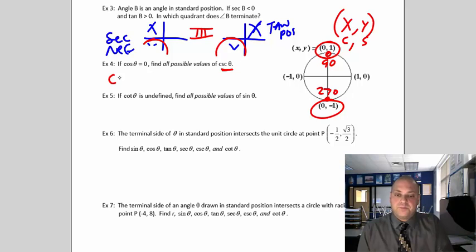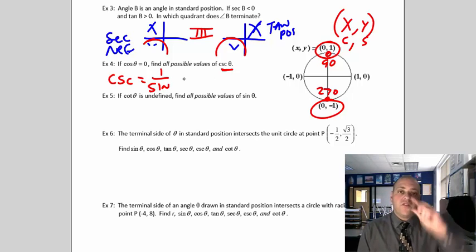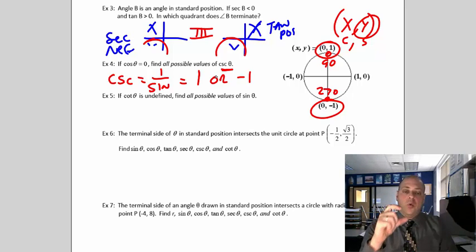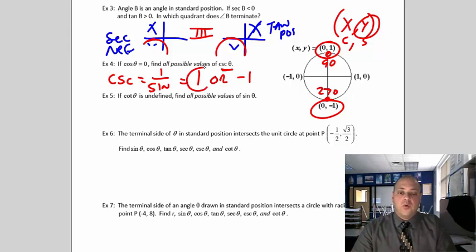Well, the cosecant is the reciprocal of sine. So it's 1 over the sine. So we're going to flip the sine. At these points, the sine is the y value, and of course it's 1 or -1. If you do the reciprocal of 1, it's still 1. If you do the reciprocal of -1, it's still -1. So the answer would be 1 or -1. If the cosine is 0, the cosecant will either be 1 or -1.